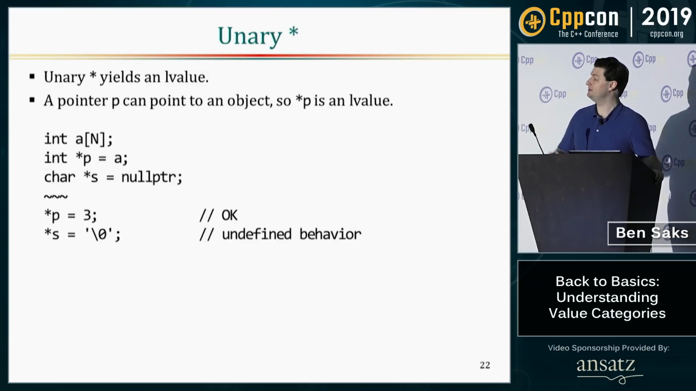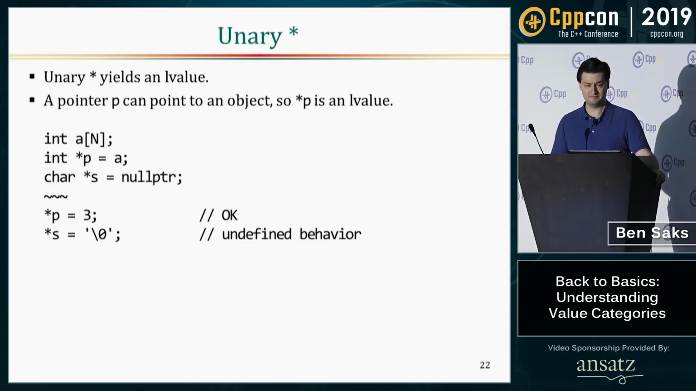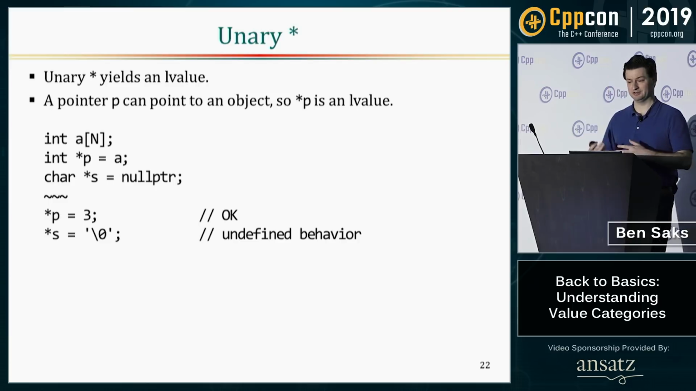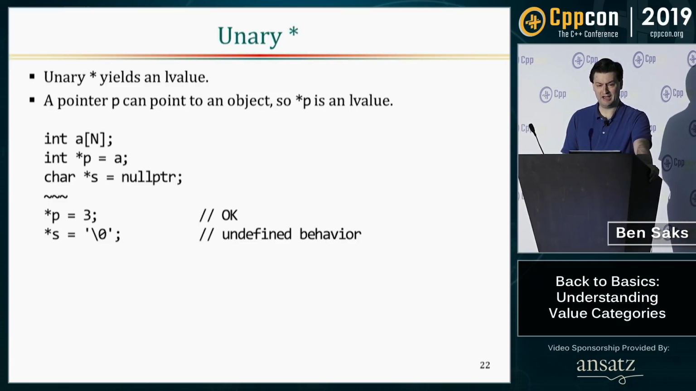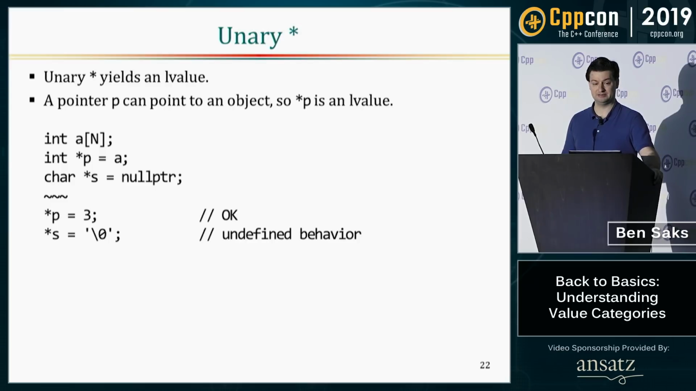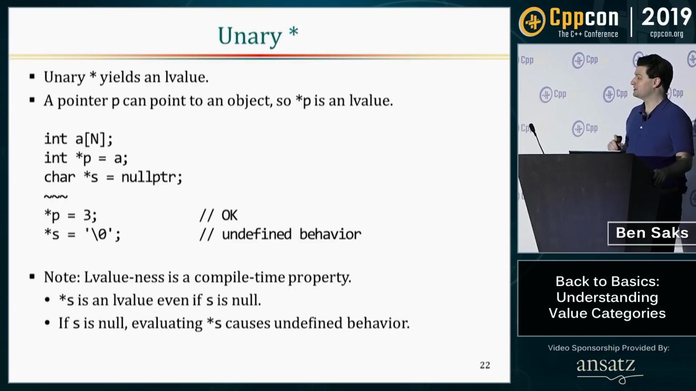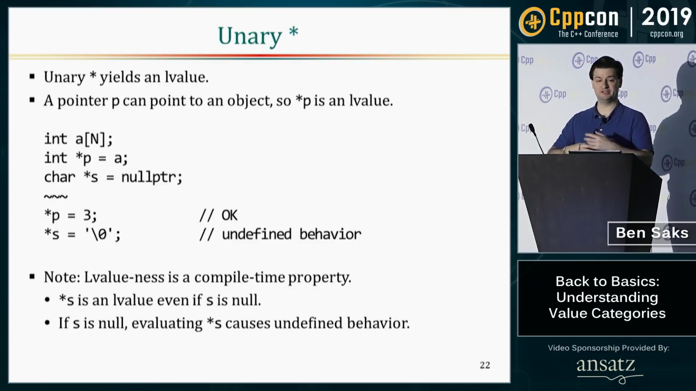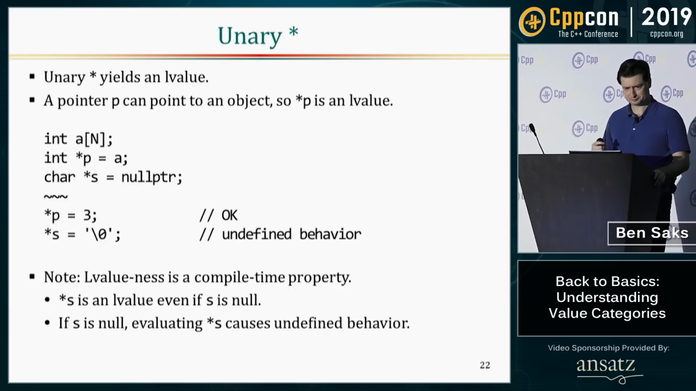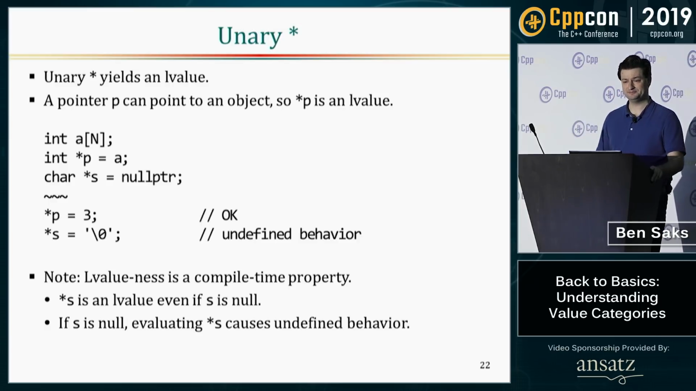So that assignment there, *p = 3, is valid because *p is an Lvalue. It lives at a particular location in memory. *s is actually also an Lvalue. Now, I shouldn't do something like this where I assign a value to it because it's pointing to null, and that would give me undefined behavior. But from the compiler's perspective, Lvalueness is totally evaluated at compile time. The assignment is problematic for other reasons, but in terms of Lvalueness and Rvalueness, it's perfectly valid.